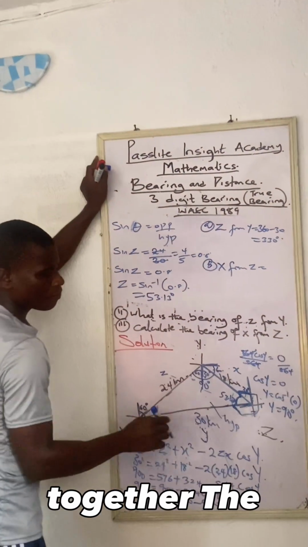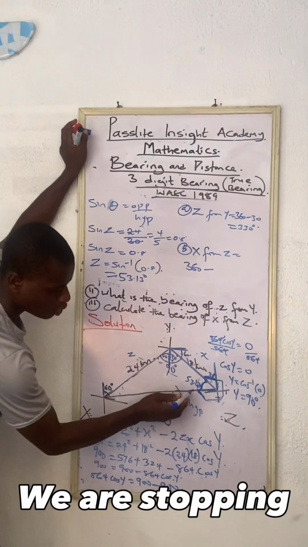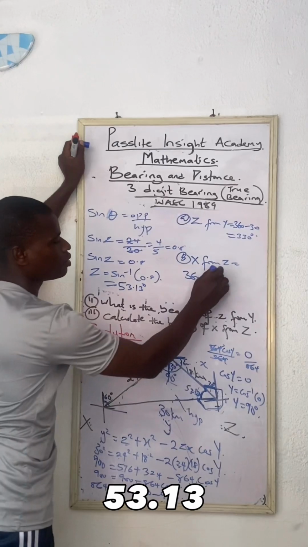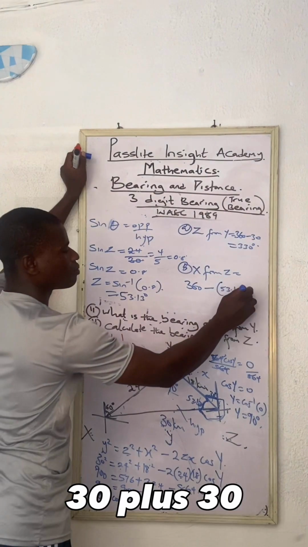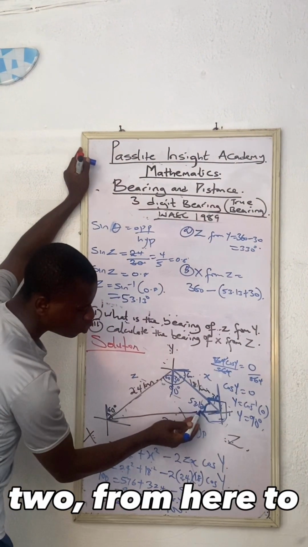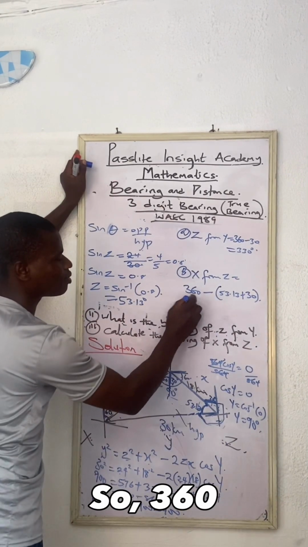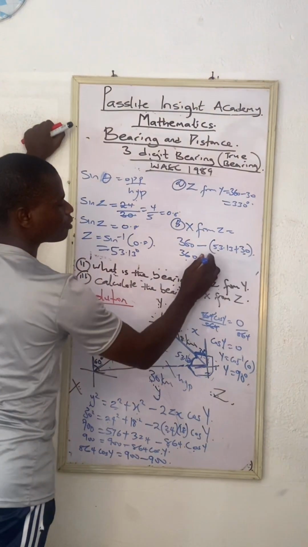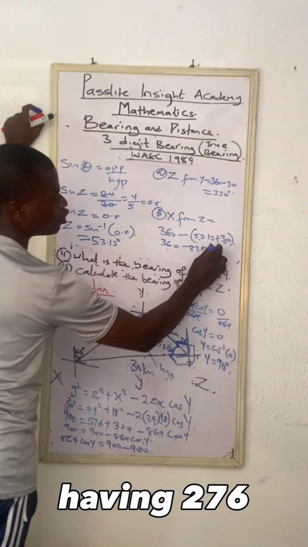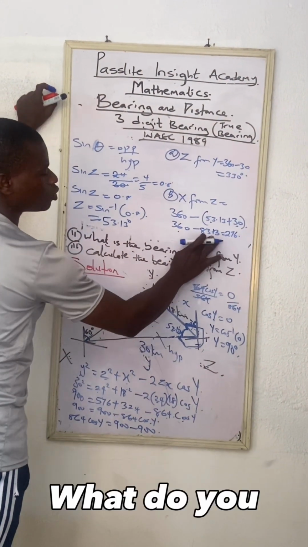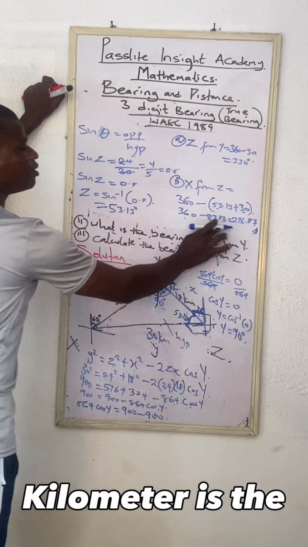Let's see that together. The total is 360 minus what? You are stopping here. What do you see there? 53.13 plus what do you see at the other side? 30 plus 30. So when you remove these two, from here to here is 53.13, and from here to here is 30. So 360 minus this plus this, 83.13, you get 276.87. What do you have here? 87 kilometers. So that is the answer here.